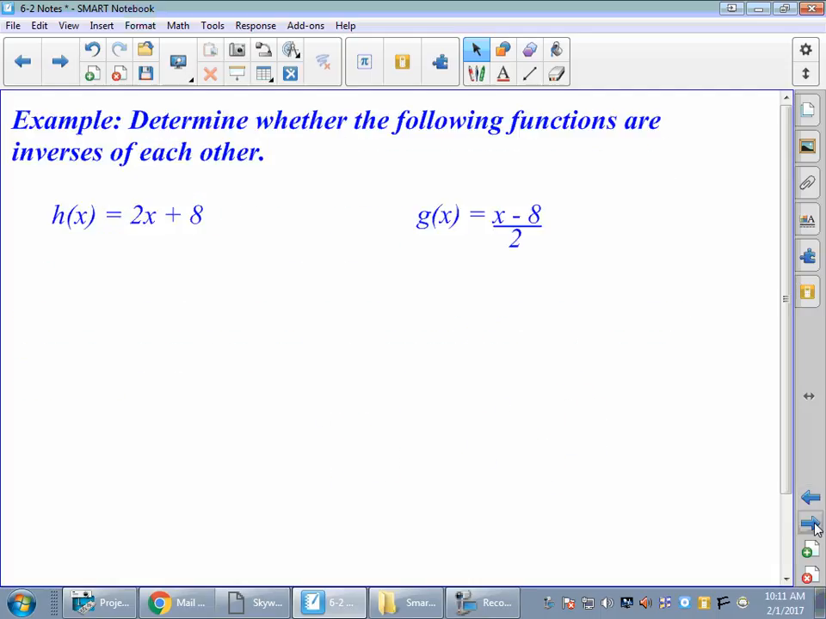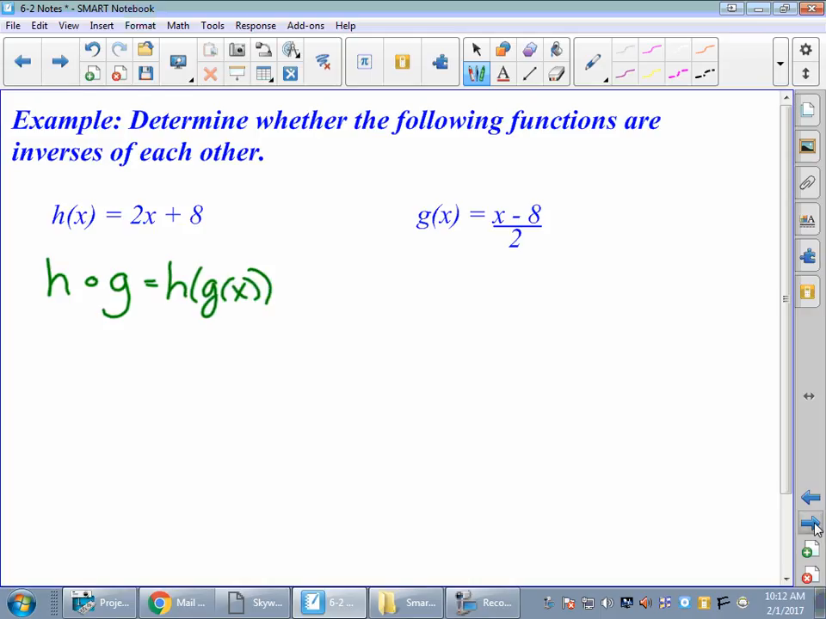All right, so let's go ahead and try this. So I have 2 functions here. I've got to see if they're inverses or not. There's a lot of similarities. I do see the 2's and the 8's. So the first thing I'm going to do is H composition G, which is H of G of X. I just wrote it as nested parentheses.